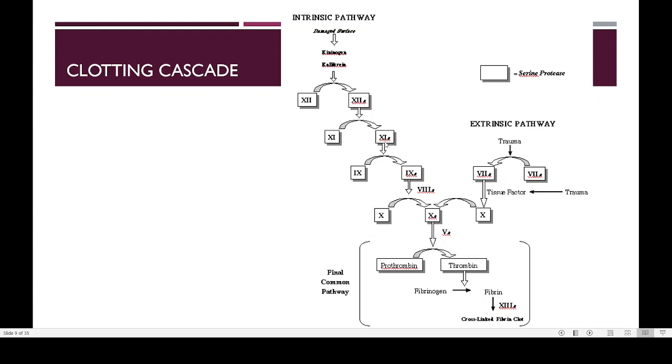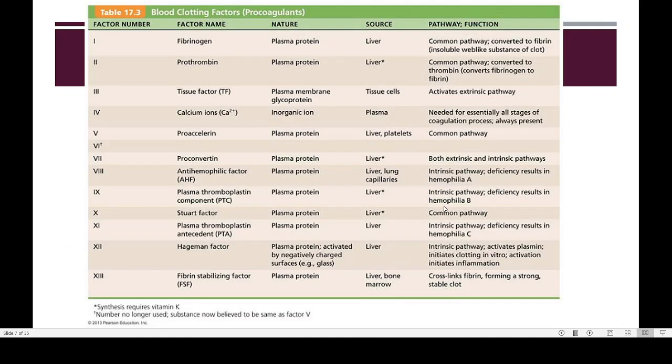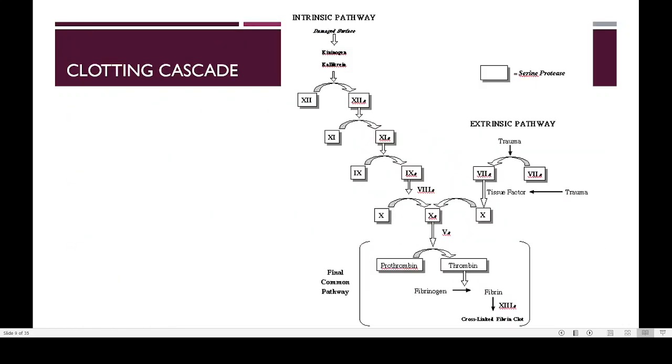And when activated 11 is forming, that will be triggering clotting factor 9 to become an activated clotting factor 9, and that will be activating clotting factor 10, and 10 will be activated into the active form of 10. So here 12, 11, 9 and 10, four factors are involved. And what is the final event? The formation of an activated clotting factor 10. What is clotting factor 10? It is the Stewart factor. So an active Stewart factor is the end product of this intrinsic pathway.